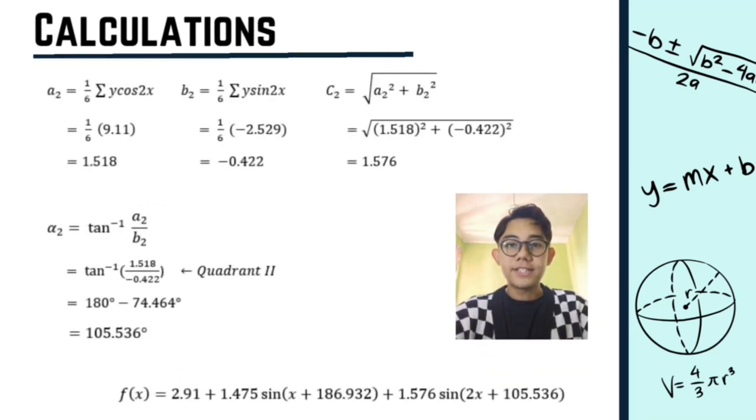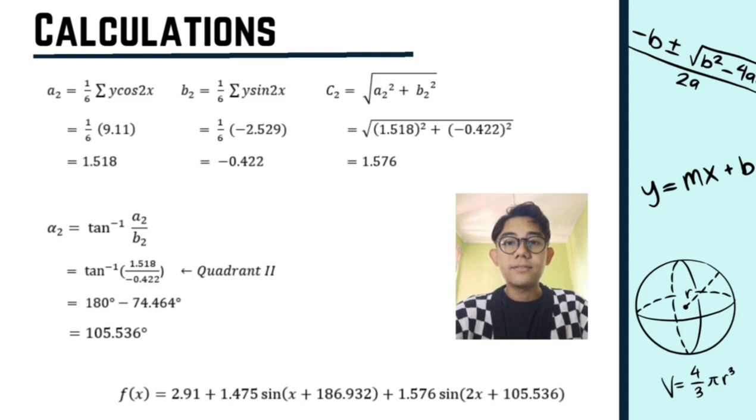Going further into the calculation, A2 can be obtained by using 1/6 sum of y cos 2x. The value is 1.518, while B2 is 1/6 sum of y sin 2x with the value of negative 0.422. With both of these values obtained, we can find C2 using the same formula as C1, but using the A2 and B2 values. Therefore, the value is 1.576.